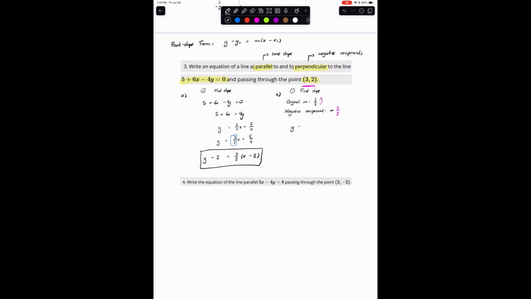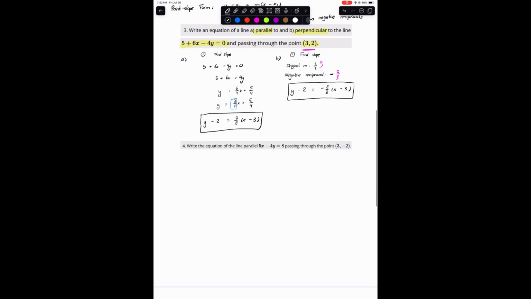Y minus 2 equals negative 2/3 x minus 3. Okay. Point slope is very neat. If you have a slope and a point, you can always make the equation. Okay. As your answer for question 3.